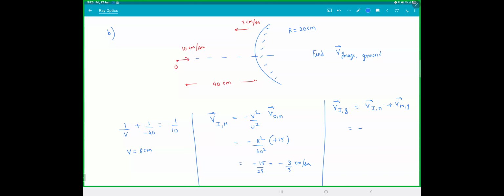So this is minus 3 by 5, and the image is also going back. So minus 28 by 5 centimeter per second. Yeah, someone got this. You got it, Ansh, yeah. 9.34, maybe that could be the thing. Someone got 28 by 5.